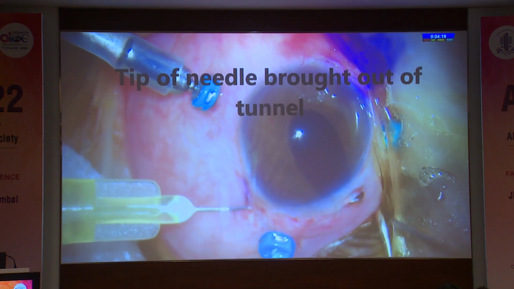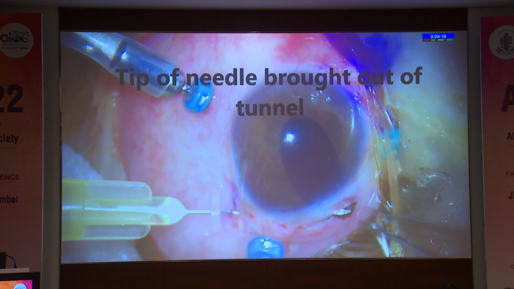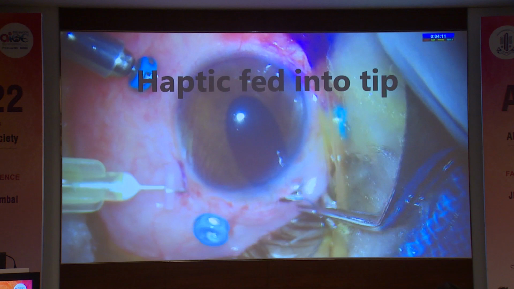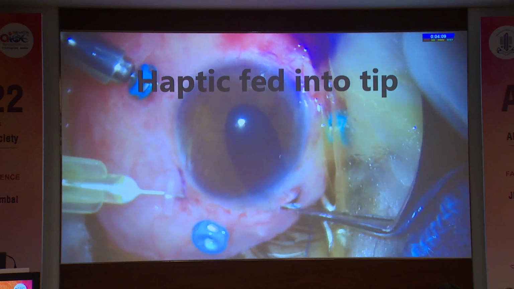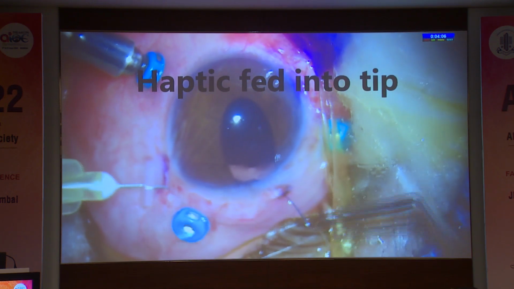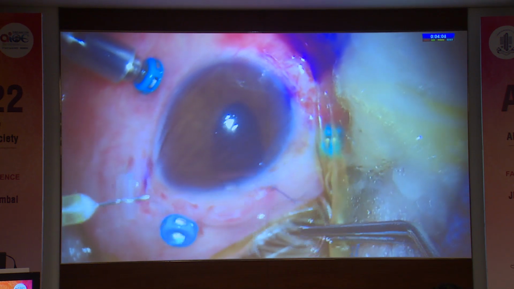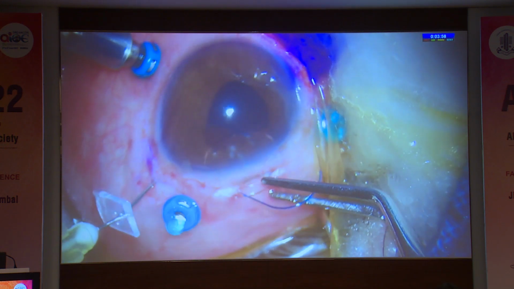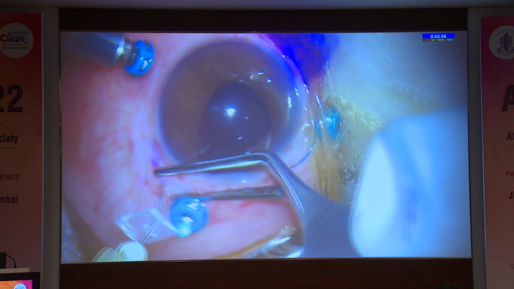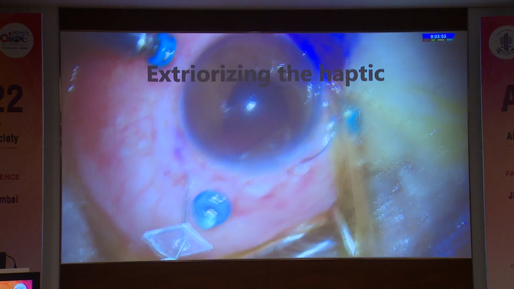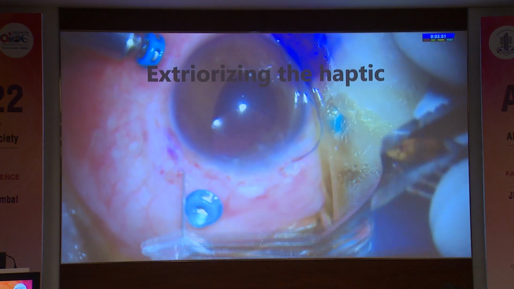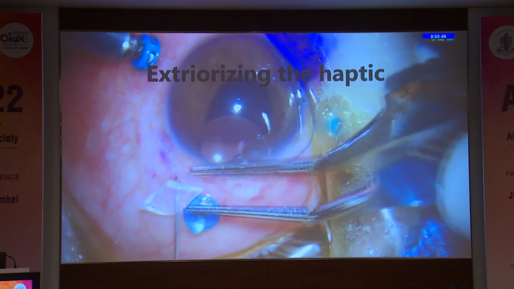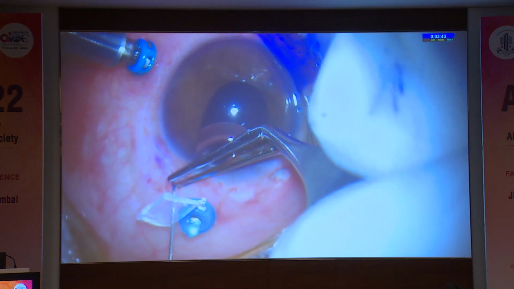The tip of the leading haptic is fed into the tip of the needle, as we can see, and gradually the IOL is being inserted inside the eyeball. As the IOL goes inside, the haptic is being pulled out, and as soon as the haptic is visualized, a piece of band is slipped into the haptic and the needle is separated from the haptic.